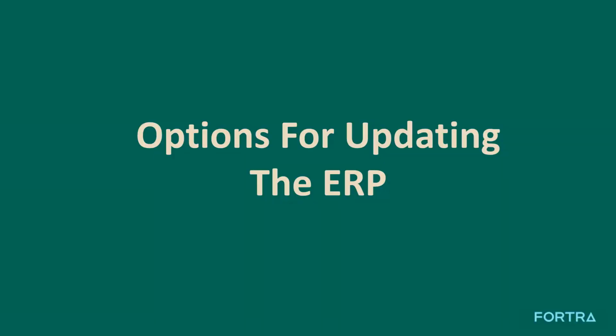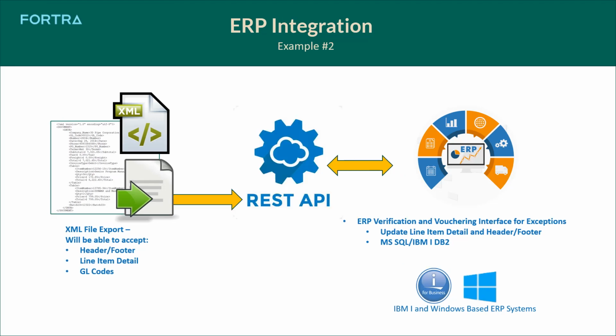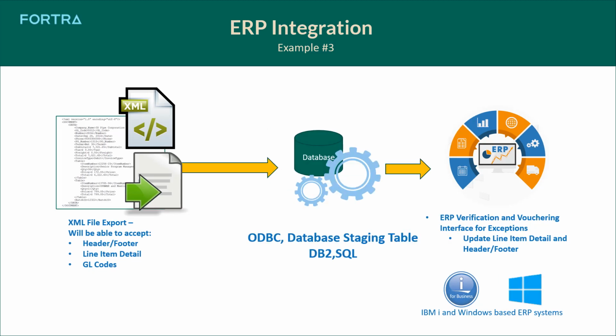So the last piece here I want to talk about is updating the ERP system. We have a variety of ways to update the ERP system. We have an import process that you can use. We actually have an XML export that we can fine-tune or configure to your ERP import. We have RESTful APIs that you can connect to, or we can connect to your ERP system if it has RESTful API capability. We can also push data to a staging table.